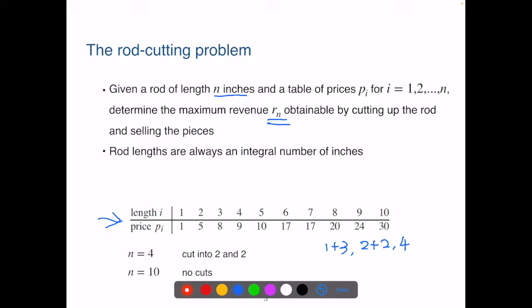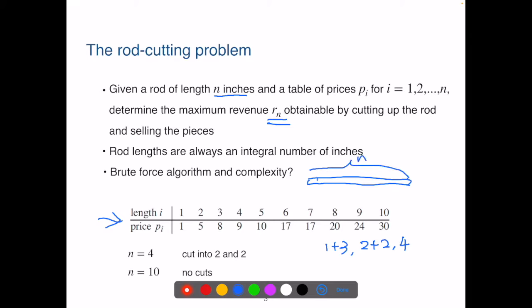Before we try anything smart, let's see if there is a brute force algorithm. There are a finite number of possible ways to cut the rod, so we can for sure enumerate all the cutting possibilities and compute their revenue. Given a rod of length n, there are n-1 possible positions to cut. At each position, we either cut it or not cut it. So in total, there are 2 to the power of n-1 different possible ways to cut a rod. So the brute force algorithm takes big O of 2 to the power of n complexity. So this is an exponential algorithm, not efficient at all.